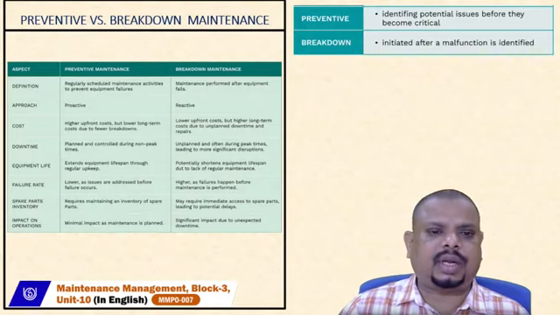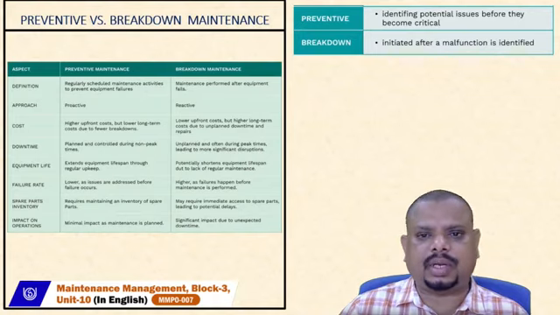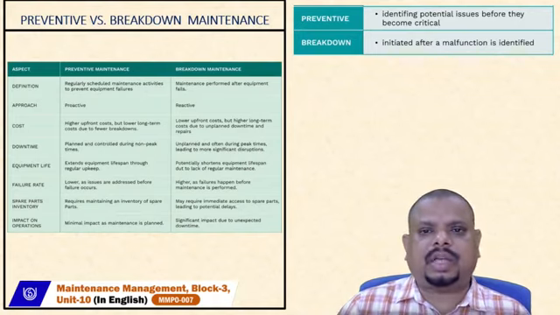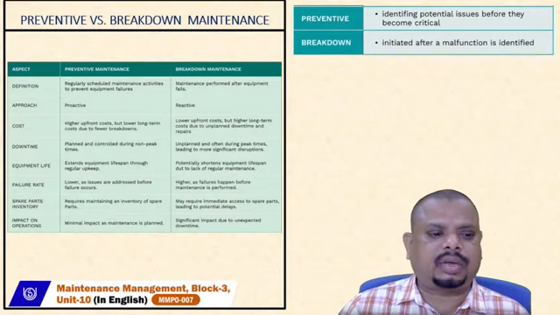But in case of breakdown maintenance, there is potential reduction of equipment lifespan due to lack of regular maintenance. Then the next aspect we have is known as failures. Failures are lower as issues are addressed before the failure occurs. But in case of breakdown maintenance, the failure rate is very much higher and failure happens before the maintenance is performed. The next aspect we have is known as spare parts inventories.